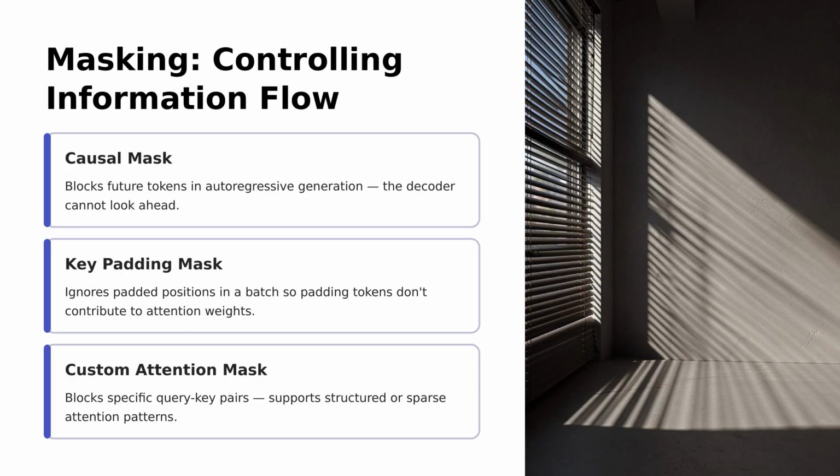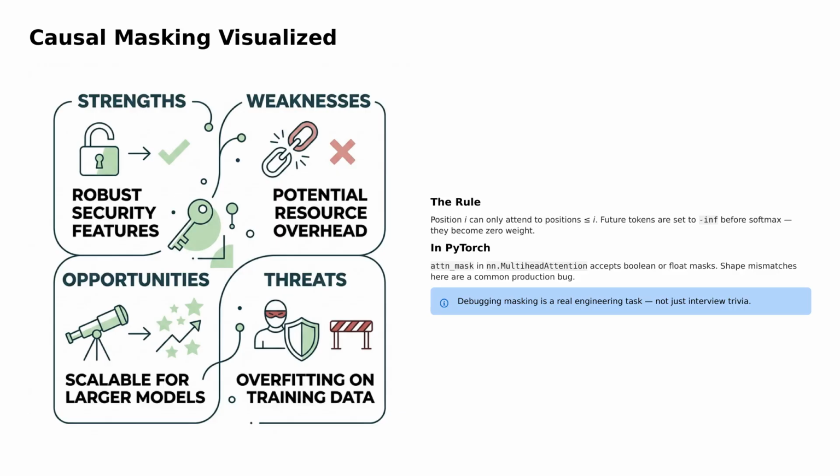Masking controls what information the model is allowed to use during attention. A causal mask prevents the decoder from seeing future tokens, which is essential for autoregressive generation. A key padding mask hides padded positions in a batch, so those filler tokens don't affect the attention scores. And a custom attention mask can block selected query-key pairs, enabling more structured or sparse attention patterns when needed.